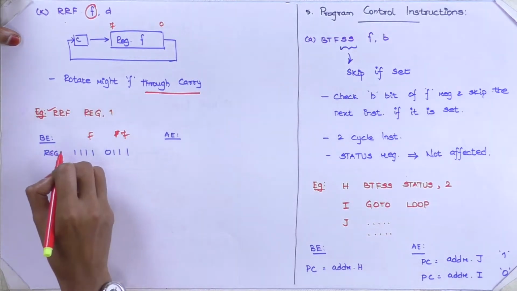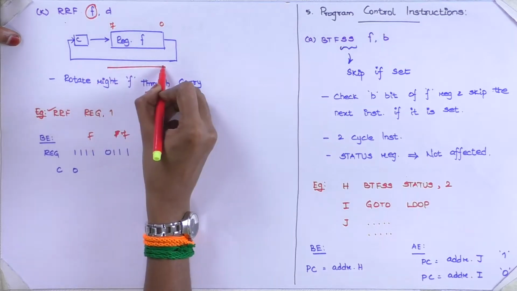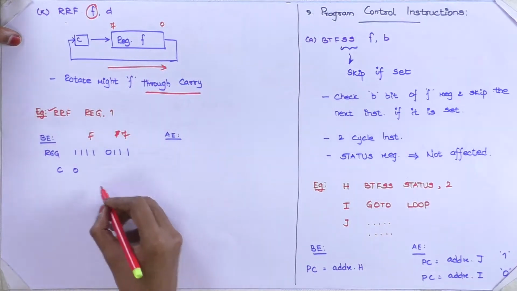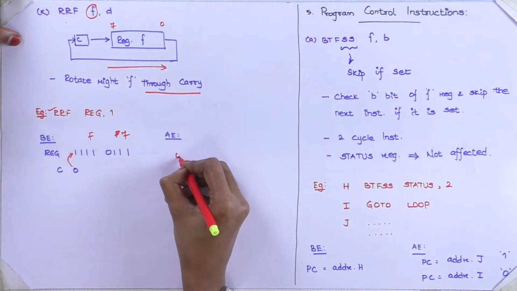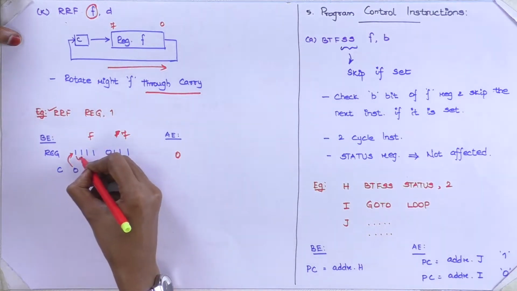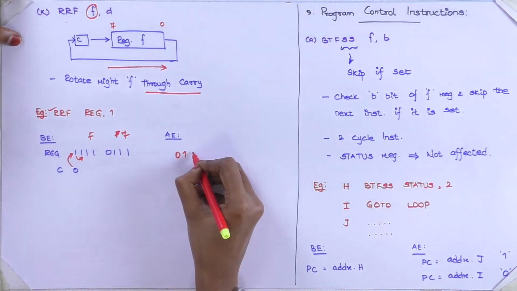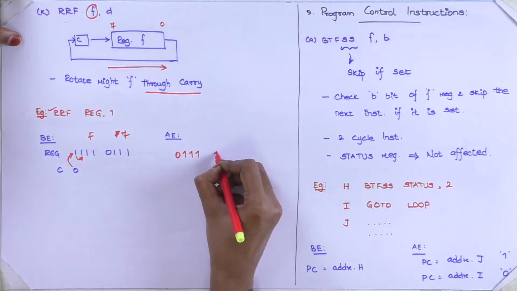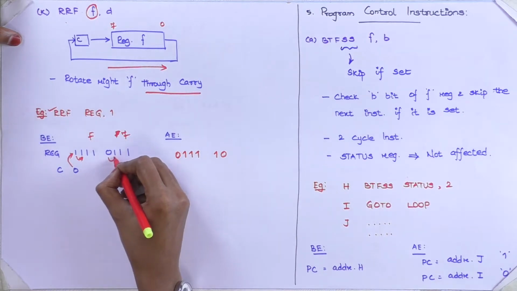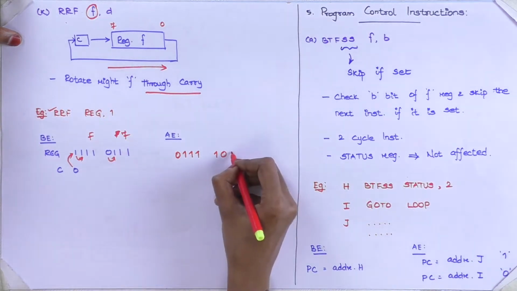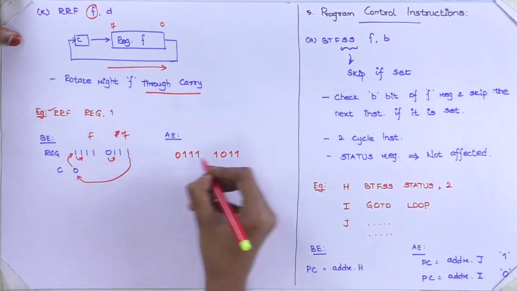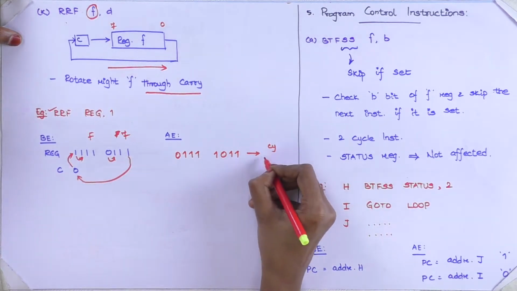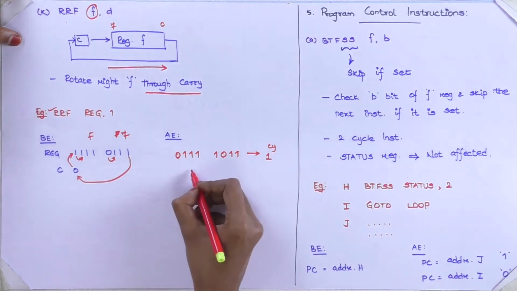So if we rotate right in this direction, what will happen? The carry is given to the 7th bit, which is nothing but 0, then 7 to 6, 6 to 5. Like this, it will be shifted. Bit 3 will be given to 2, right? And then this value is given to carry now. So now carry will have the value of 1. So what is this value? 7.